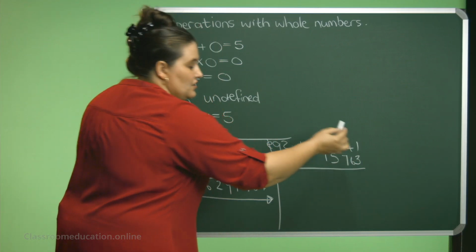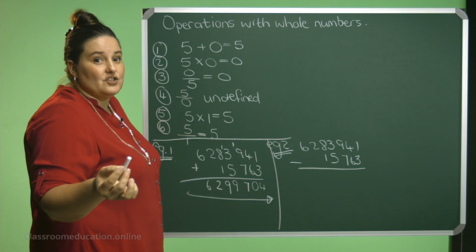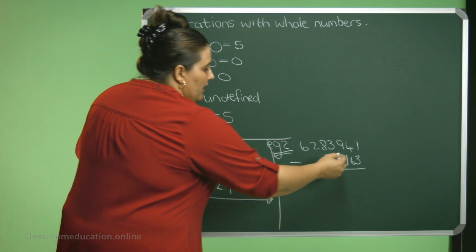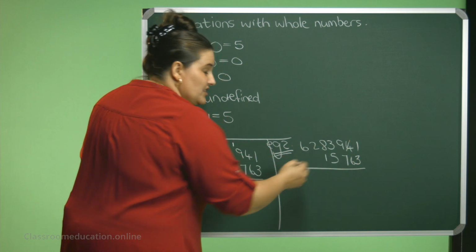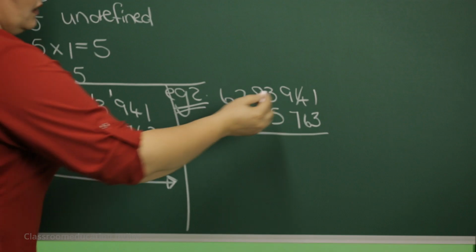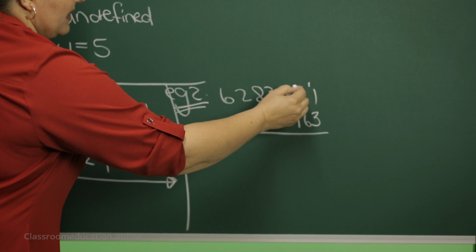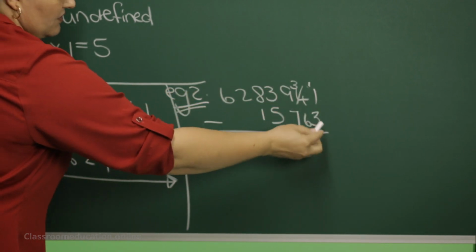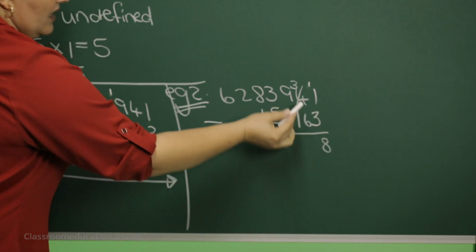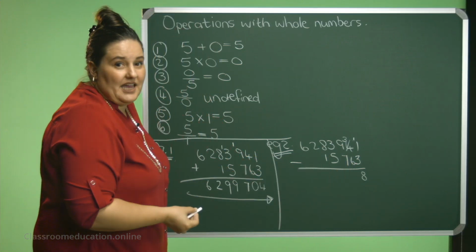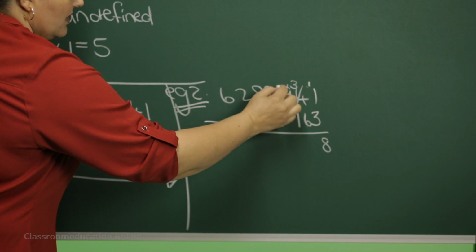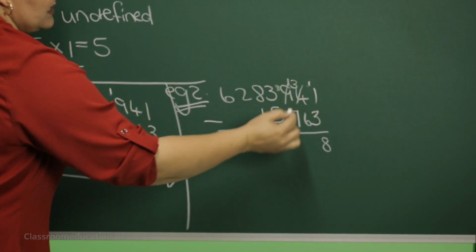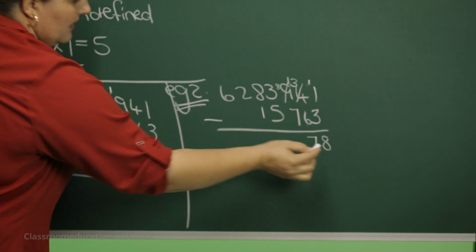Okay, how should I go about it? 1 minus 3, you can't. So you need to go and borrow. I borrow 1 there, or actually you are borrowing a 10. So I put it there, but this is remaining now 3. So 11 minus 3 is 8. 3 minus 6, again you can't. Go and borrow, so that becomes 8. So it's 13 minus 6 is 7.